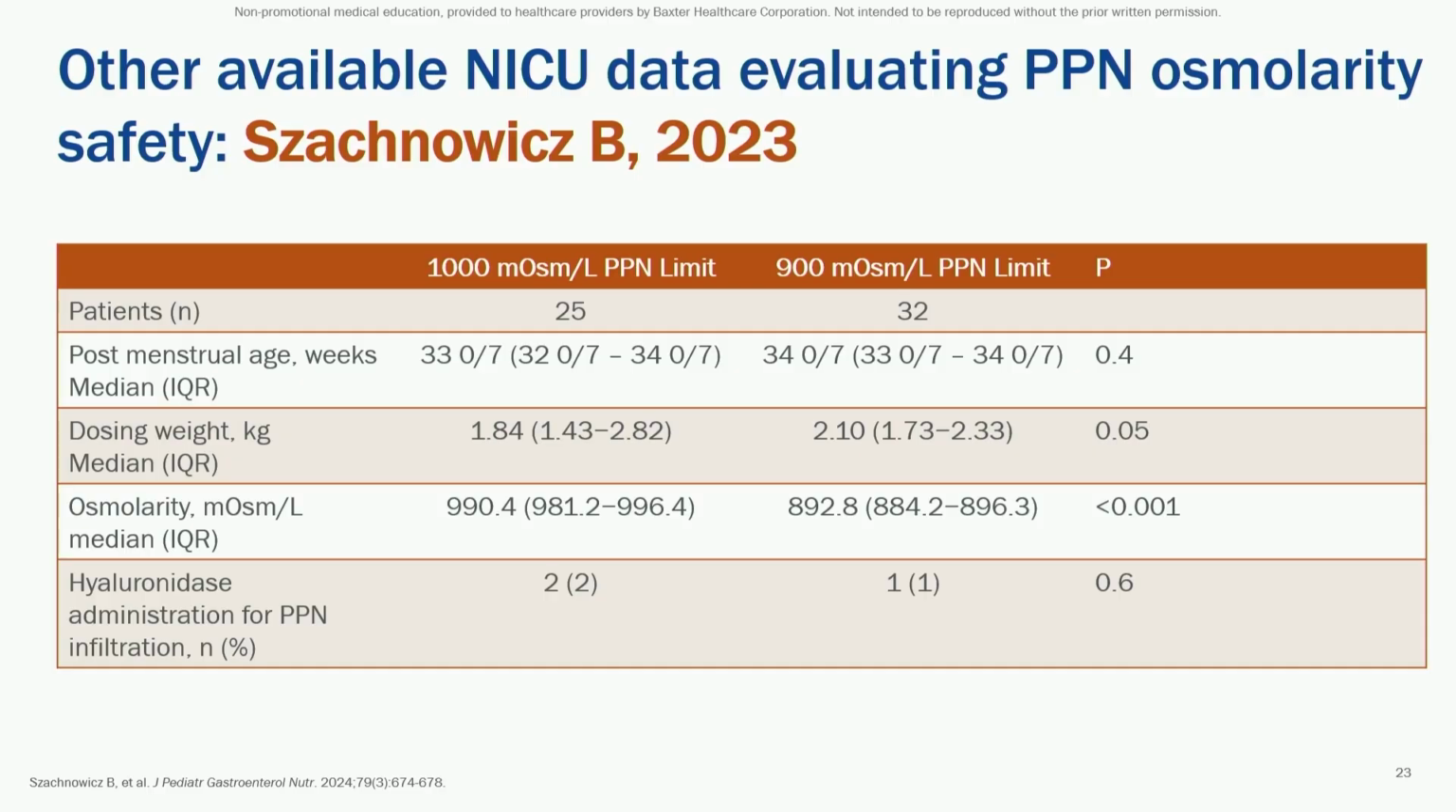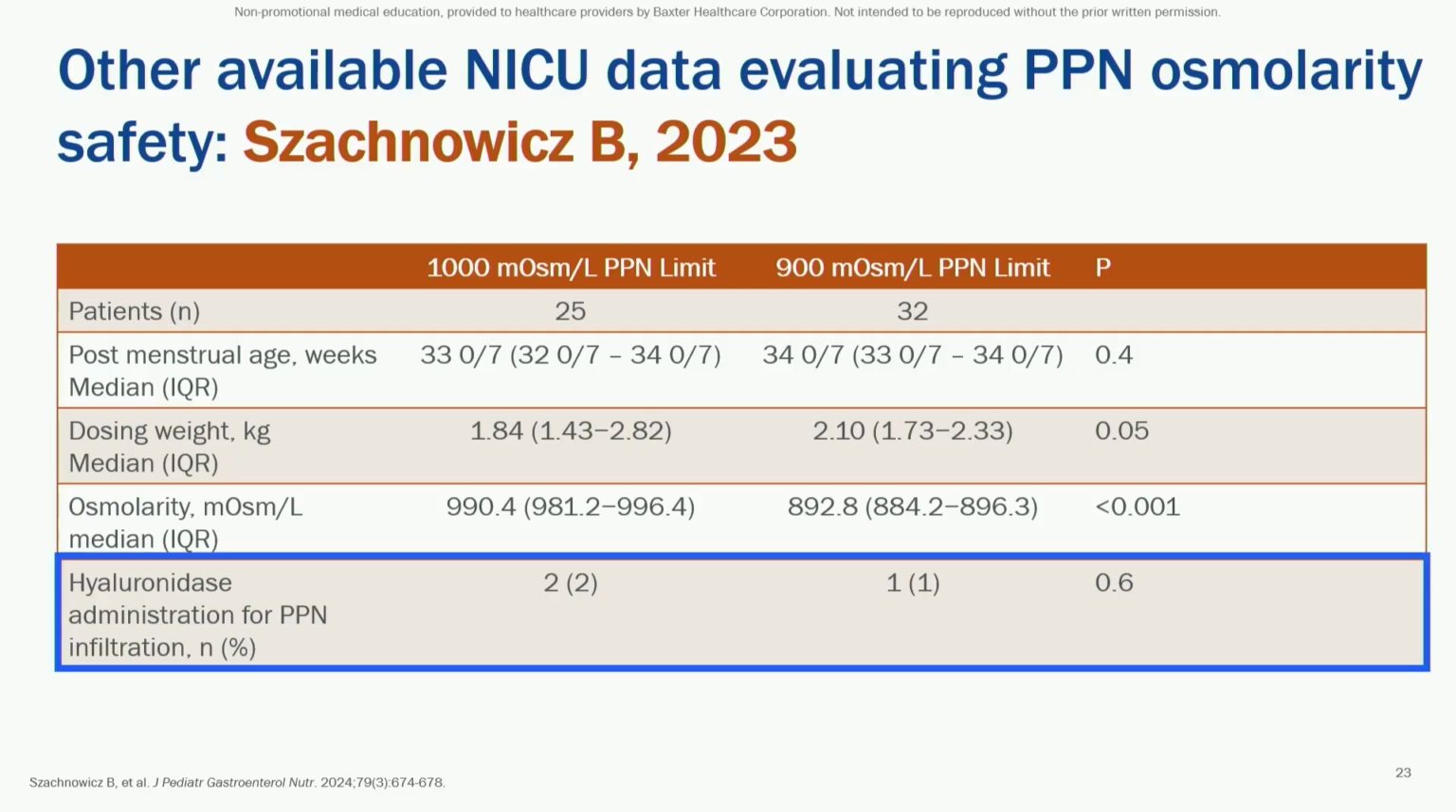In 2023, they looked at this a bit differently and evaluated higher versus lower osmolarity cutoffs. They looked at treatment for events and did not find any difference in treatment. So rather than grading of injuries, the occurrence of treatment for line-related events with higher versus lower PPN cutoffs. And they did not find a difference.